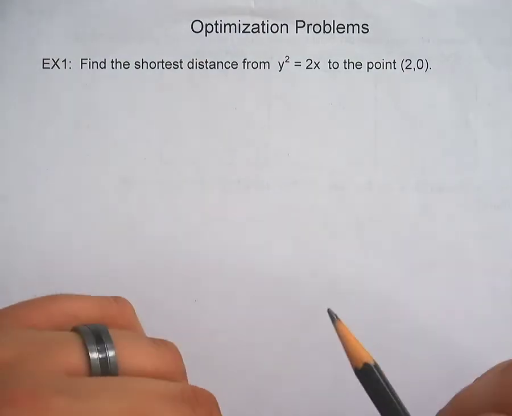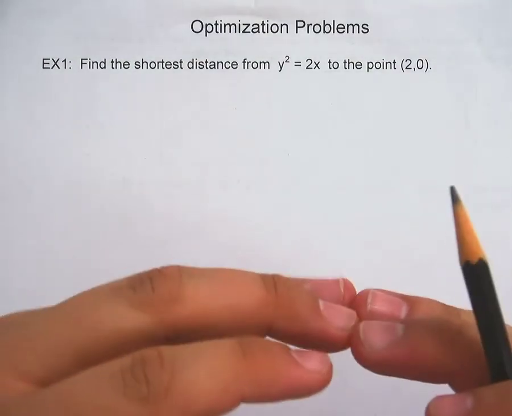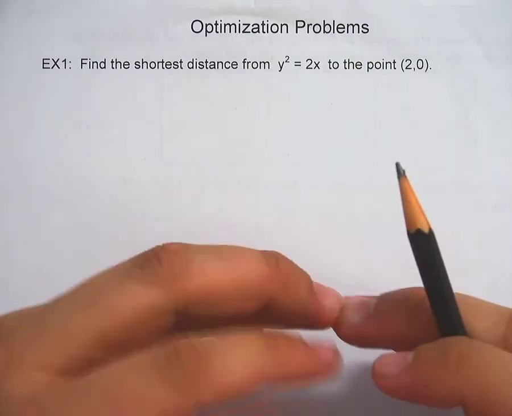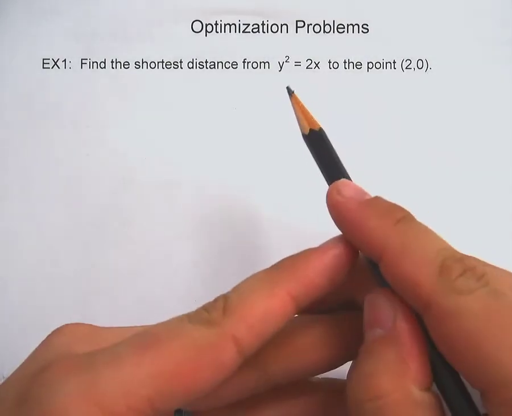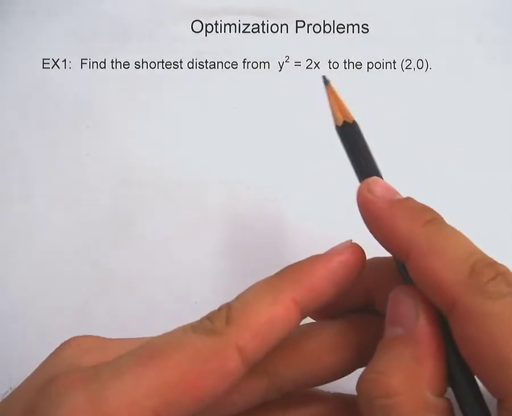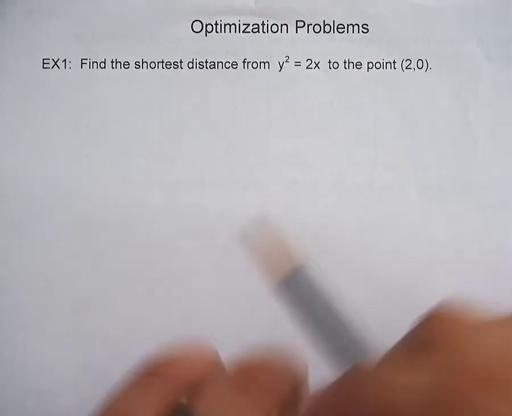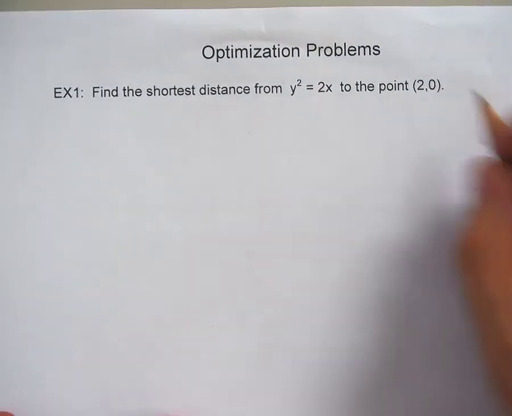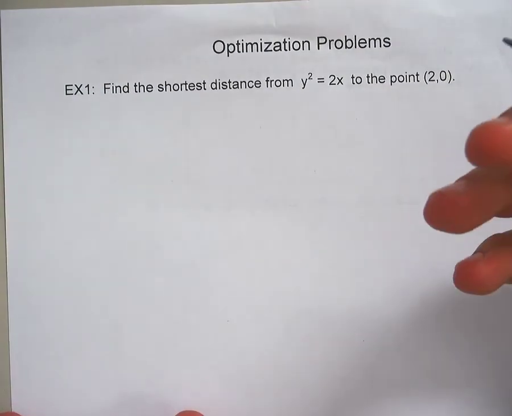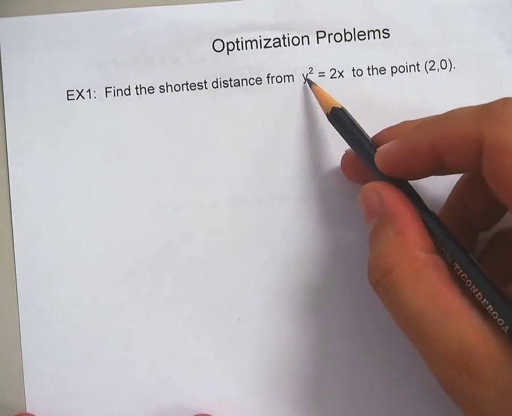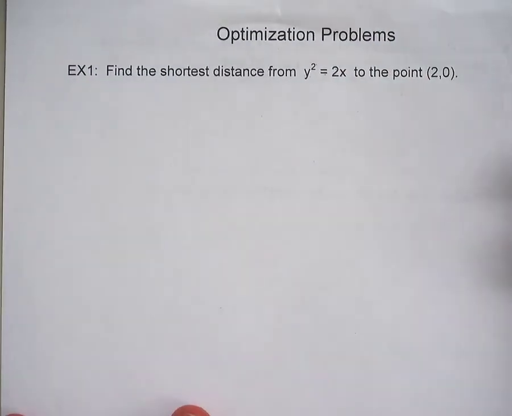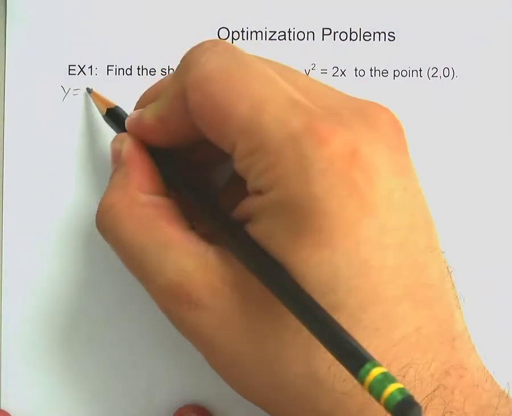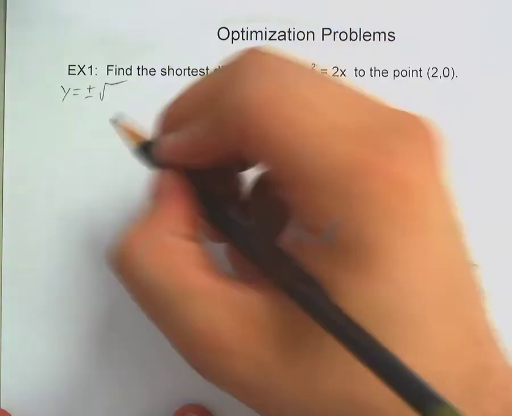So what we're going to be talking about today involves a couple of different things. The first thing we're going to talk about involves distance. Example 1, find the shortest distance from this function, y squared equals 2x, to the point 2 comma 0. Now, before we get into anything else, I just want to take a couple of things real quick. Y squared equals 2x. Well, let's say that we were to solve for y so we could get an image of what this thing looks like. We'd have y equals plus or minus the square root of 2x, right?